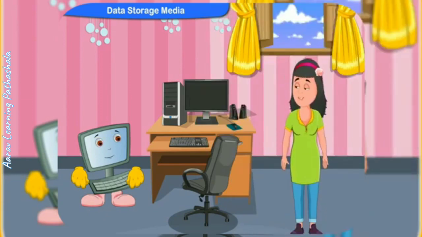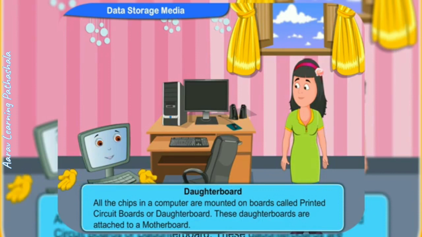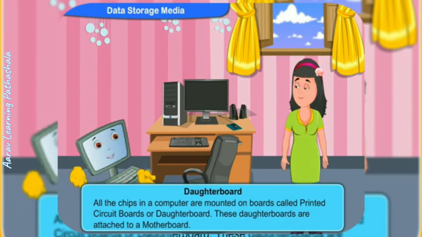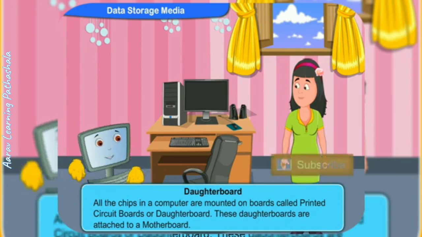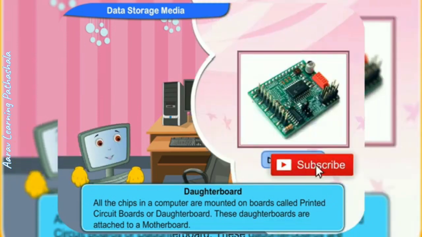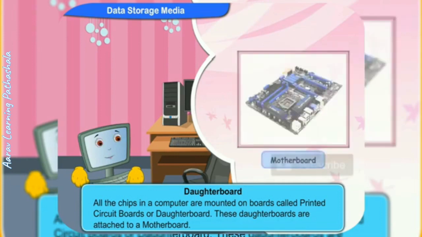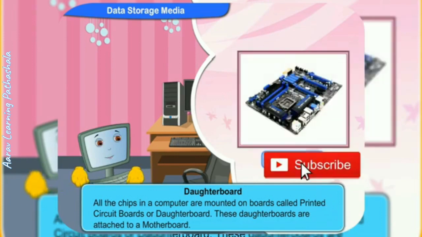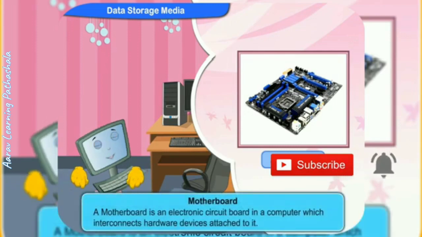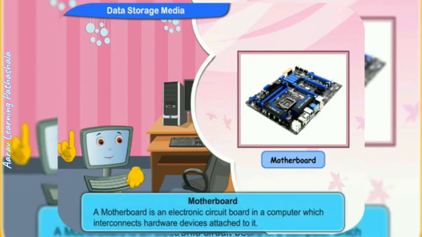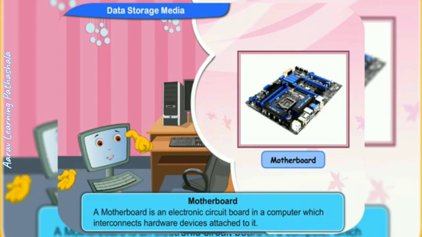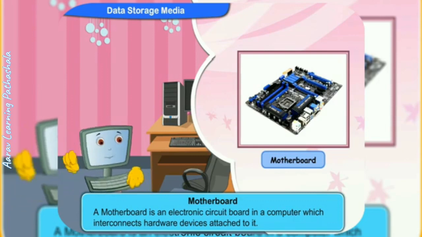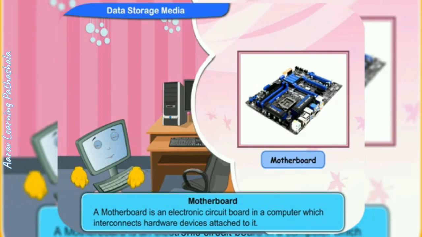Where are the chips in the computer? All the chips in a computer are mounted on boards called printed circuit boards or daughter boards. These daughter boards are attached to a motherboard. Look, this is the motherboard in a computer. A motherboard is an electronic circuit board in a computer which interconnects hardware devices attached to it. It means one or more central processing units are attached to a motherboard.